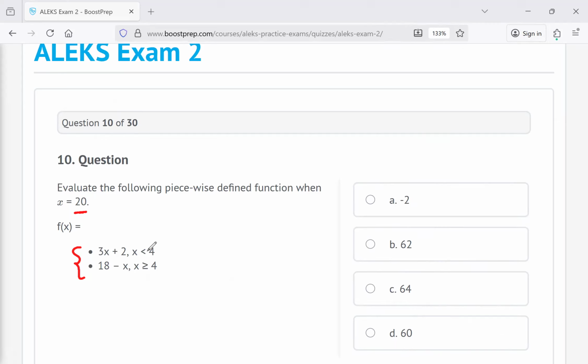The first one says x must be less than 4. Is that what our x is? x is 20, which is definitely not less than 4. So you can forget about the first equation. Is it the second one, where x is greater than or equal to 4? Yes, 20 is definitely greater than or equal to 4. So you're going to use the second equation and replace x with 20. So that's 18 minus 20, and 18 minus 20 is negative 2.